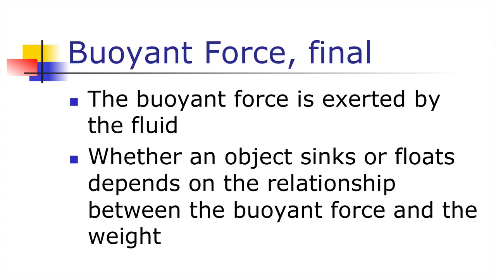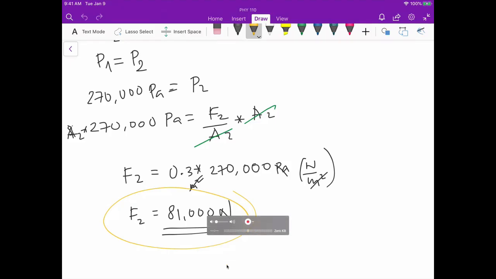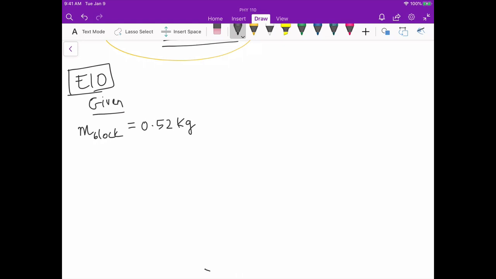Okay, so it's probably worth trying to solve a problem. In your textbook, E10 states the following. I'm going to write my given parameters. A 0.52 kilogram block of wood. So the mass of the block is given as 0.52. It's floating in water. What is the magnitude of the buoyant force acting on the block?